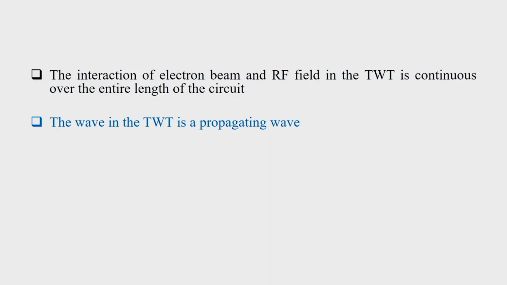This is in contrast to say Klystron, where we had the interaction of the field and the electrons for a very brief period when the electrons pass through the buncher or catcher cavity. So, in a TWT this interaction is continuous, and as we have mentioned, the wave in a TWT is a propagating wave, whereas in Klystrons or magnetron the wave remains confined within the cavities.